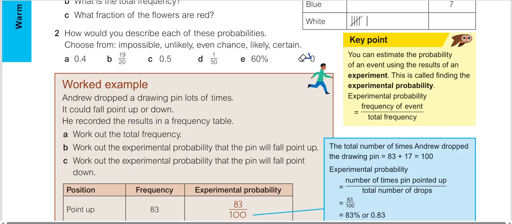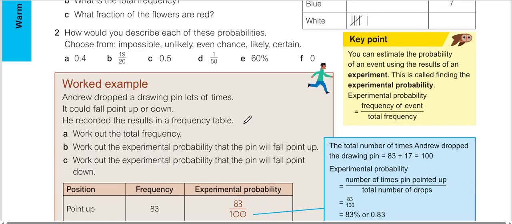Okay. Next part. There's a key point here. To find the experimental probability, how do we do it? You can estimate the probability of an event using the results of an experiment. This is what we call experimental probability. It equals the frequency of the event divided by the total frequency. So keep this in mind.